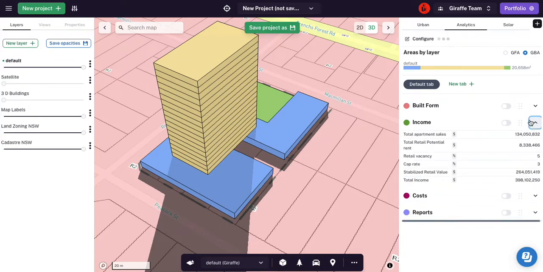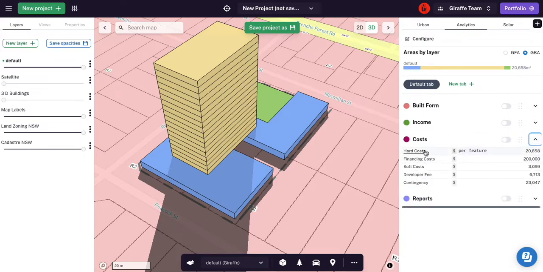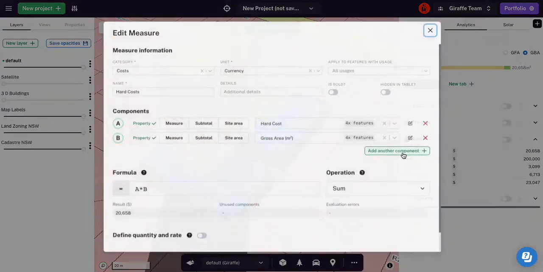All right, so you can see we're just doing an all feasibility here. Costs of things. Also, we're doing income first. Now we're onto the costs. So your hard costs, your financing costs, your soft costs, your developer fee, and your contingency. Our hard costs are laughably low because we're using the wrong input.